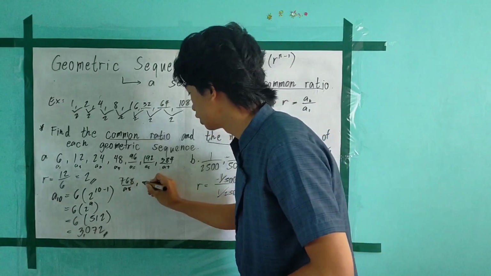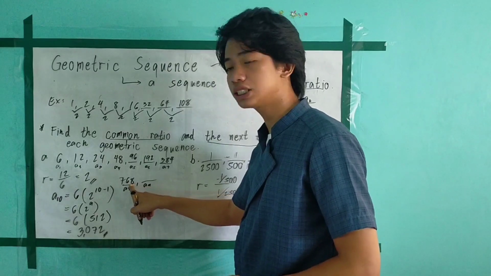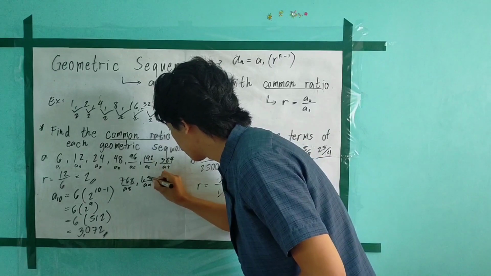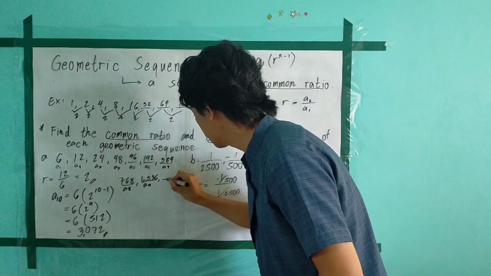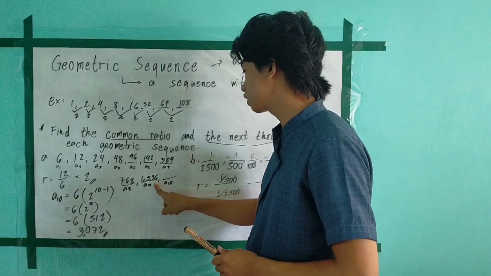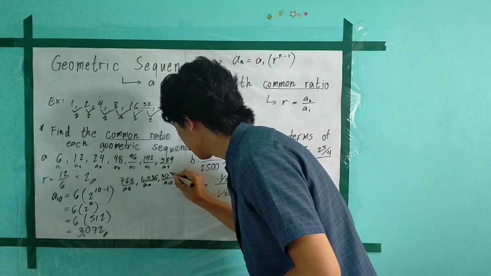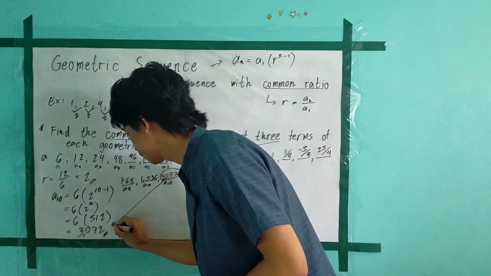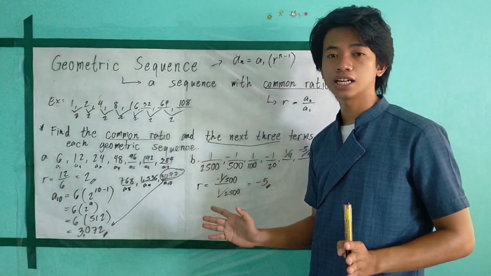Next, to get a sub 9, we have 768 multiplied by 2. So we have 1,536. Next, to get a sub 10, we have 1,536 multiplied by 2. So 3,070. So same lang din siya. Pwede nyo rin siyang imano-mano.